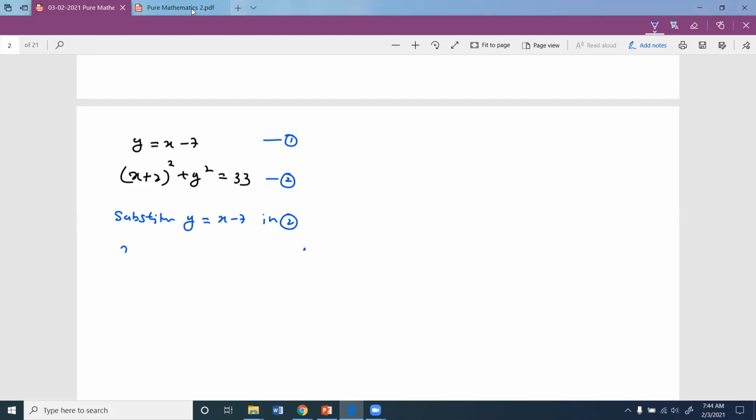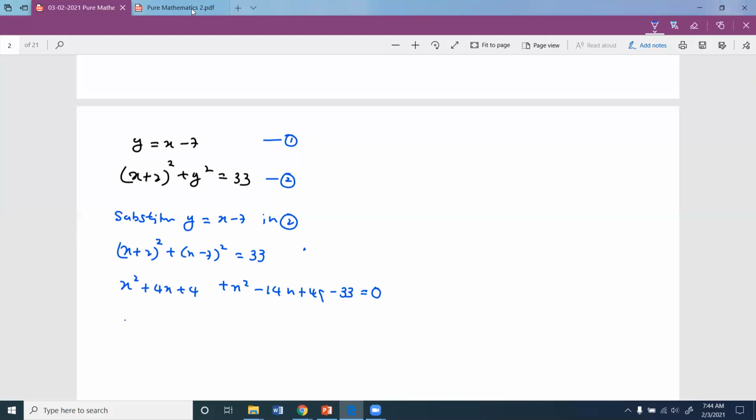So you can say (x plus 2) squared plus (x minus 7) squared is equal to 33. If you simplify this, you get x squared plus 4x plus 4 plus x squared minus 14x plus 49. Bring this 33 to the other side, minus 33 equals 0.